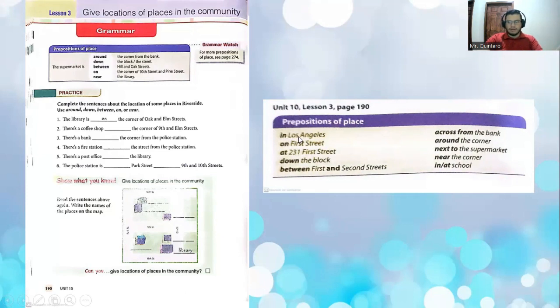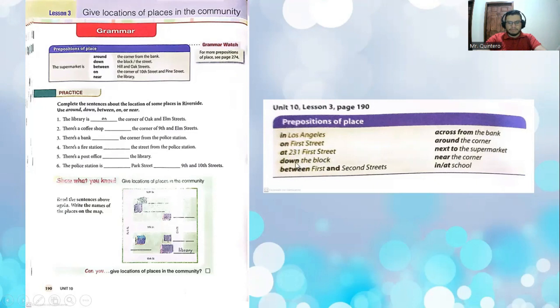In Los Angeles, this is a city, right? On First Street, remember when we are using the ordinal number, we're gonna use on First Street, on Second Street, on Third Street, on Fourth Street, at 231 First Street. At, when we are specifying the numbers and the ordinal number, and what else? The street. Down the block. Down the block.